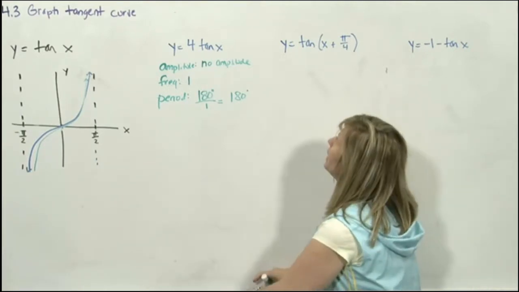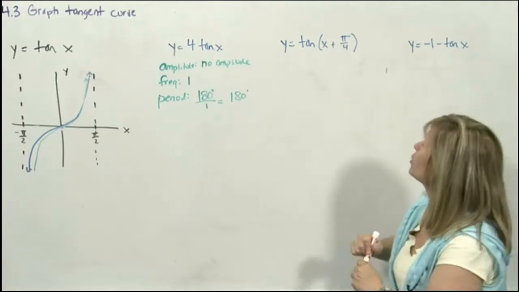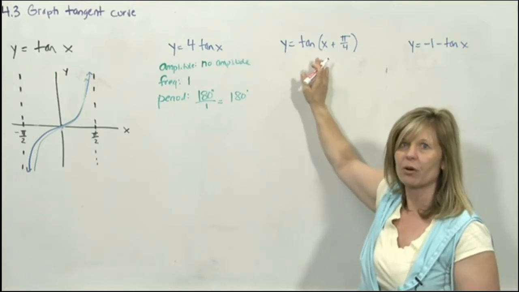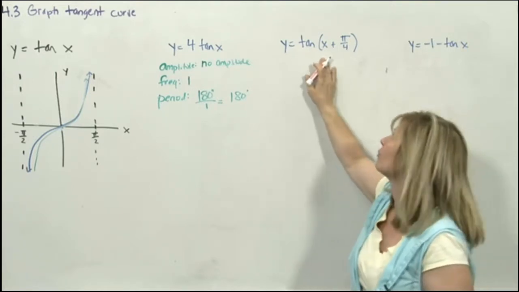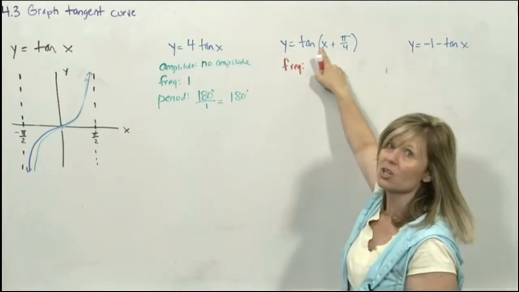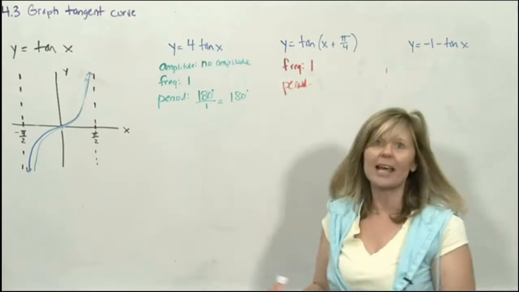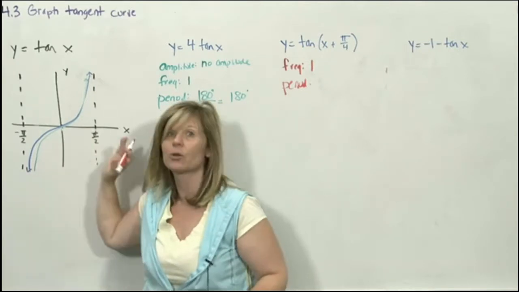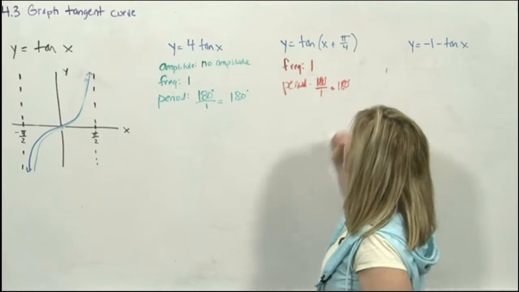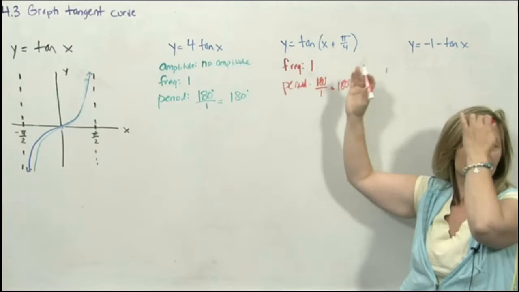All righty. Let's go to B in the notes. Y equals tangent x plus pi over 4. So again, when I ask you for the amplitude, what are you going to say? No amplitude. There is no height to a tangent curve. Do we have a frequency? We sure do. Frequency is 1. What does that make the period? For a tangent curve, you only need how many degrees? 180. So 180 divided by 1 is still 180. That's good.